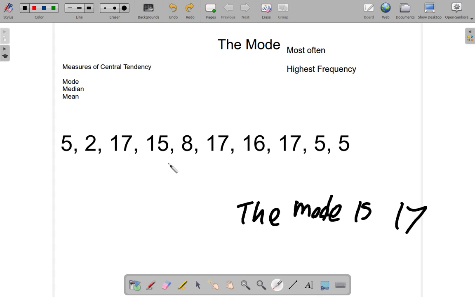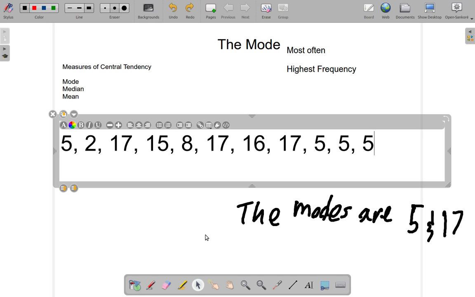Okay, in this case, you see that you can have more than one mode. It's called bimodal. We have more than one mode, so we can say the modes are 5 and 17. You have 2 modes here, 5 and 17. You see that? Because 5 is there 3 times, 17 is there 3 times, and every other number is there less than 3 times.